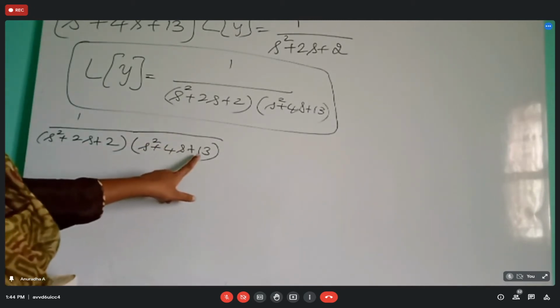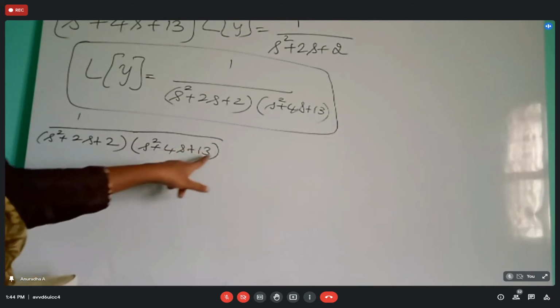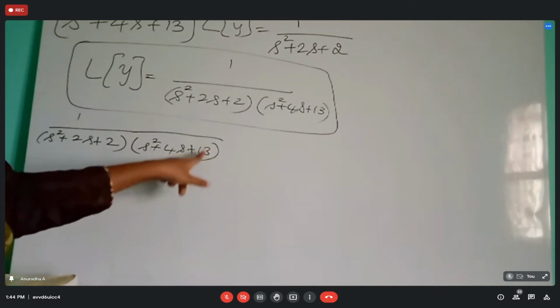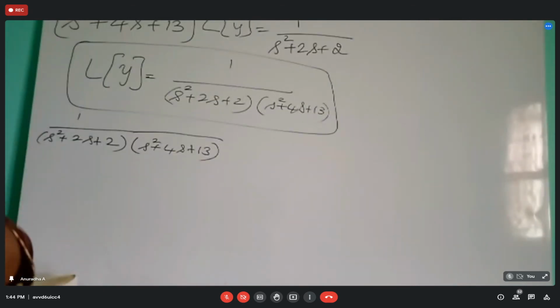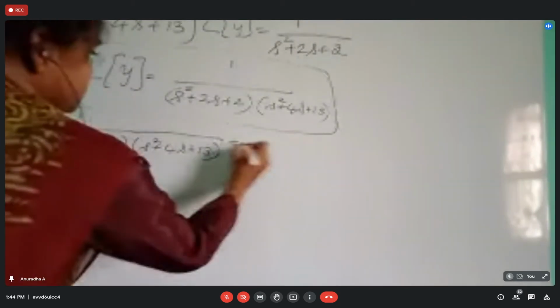Minus 4 times 13, that is 52. So 16 minus 52. No need to do it further. This is also complex roots. Keep them as such.